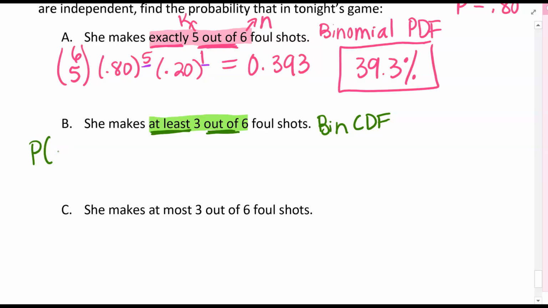Okay, so this is going to be the probability of making 3 shots, 4 shots, 5 shots, or 6 shots.